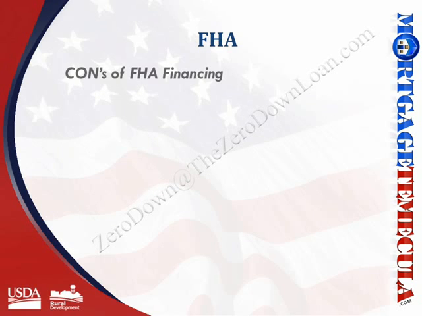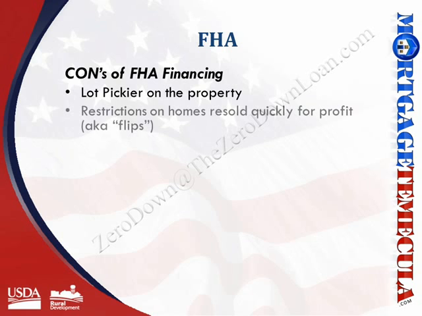Cons: let's look at some of the negatives. FHA can involve the appraiser being a little bit pickier on the condition of the property. Now, there are restrictions on buying homes that are being quickly resold for profit. In fact, we have a whole other video home buy webinar tutorial on FHA flips, where the seller has not owned the property for 90 days. The seller's reselling the property for profit within 90 days of acquiring it, and you want to take a look at the details there.